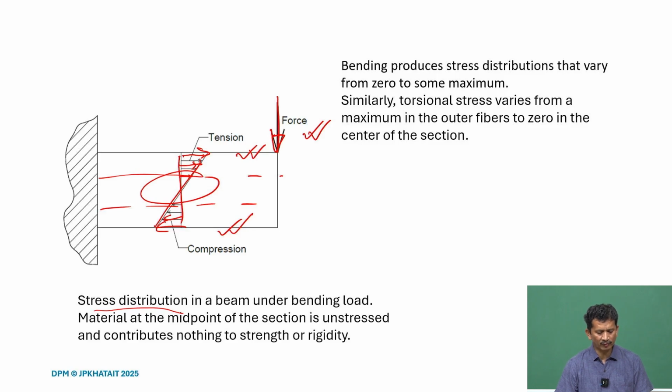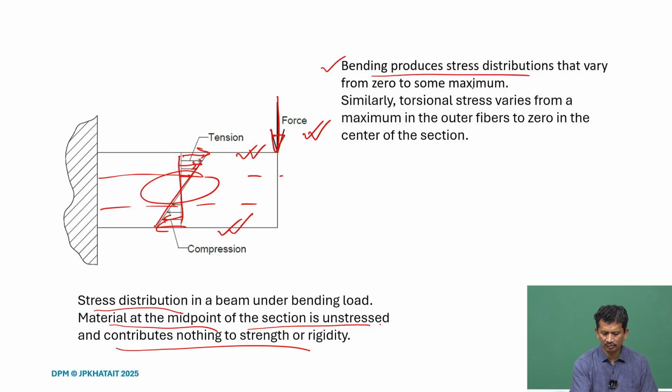So, in terms of material usage, it is not very optimized. That is why we say that the material at the midpoint of the section is unstressed and contributes nothing to the strength or rigidity. So, this is the stress distribution because of bending.